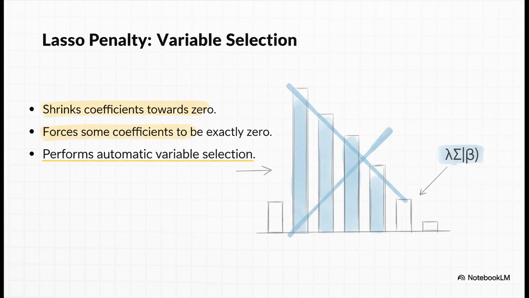Then we have the lasso. Now, at first glance, it looks almost the same as ridge, but it uses a penalty on the sum of the absolute values of the coefficients. And that one tiny change from squared to absolute value makes a world of difference. Why? Because the lasso's budget has sharp corners. And what happens is, the optimal solution often lands right on one of those corners, which means some of the coefficients get pushed all the way to exactly zero. So the lasso doesn't just shrink coefficients, it performs automatic variable selection for you. It's an incredibly powerful tool.